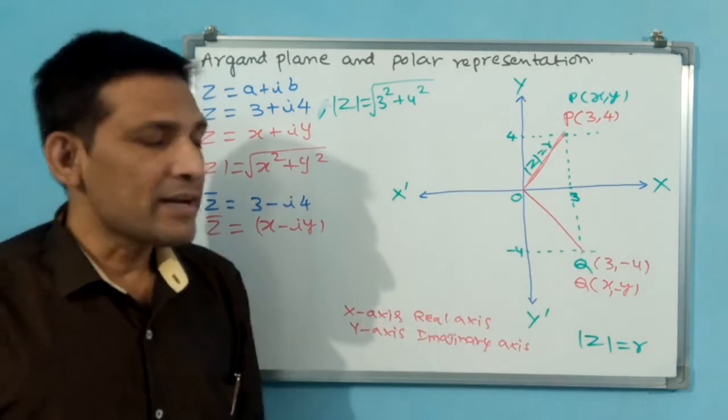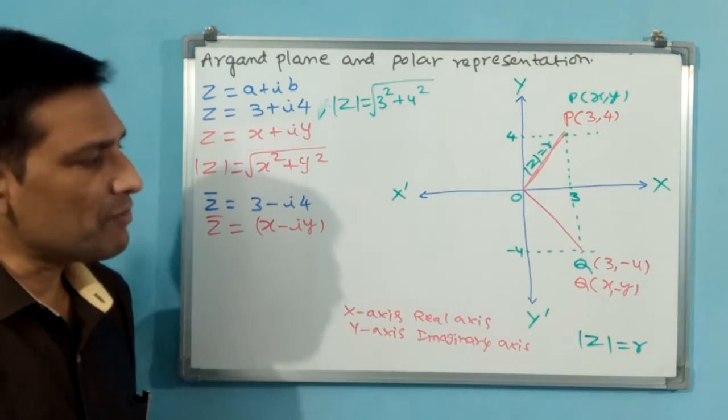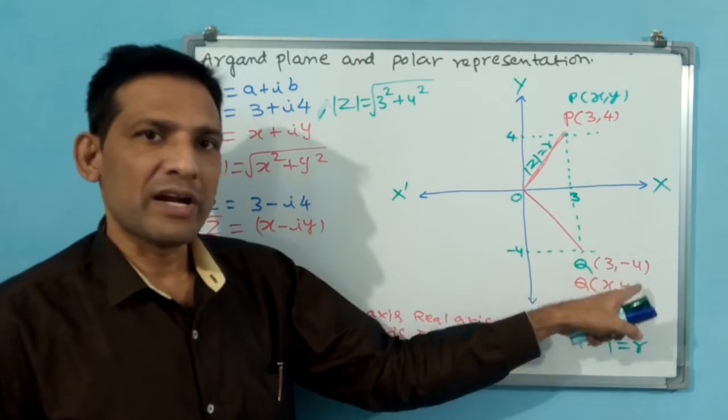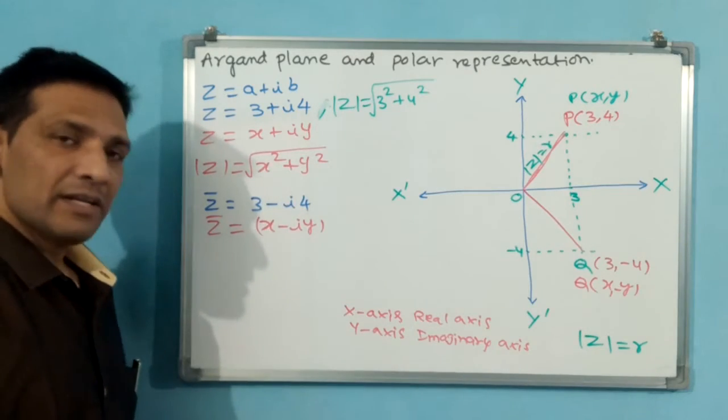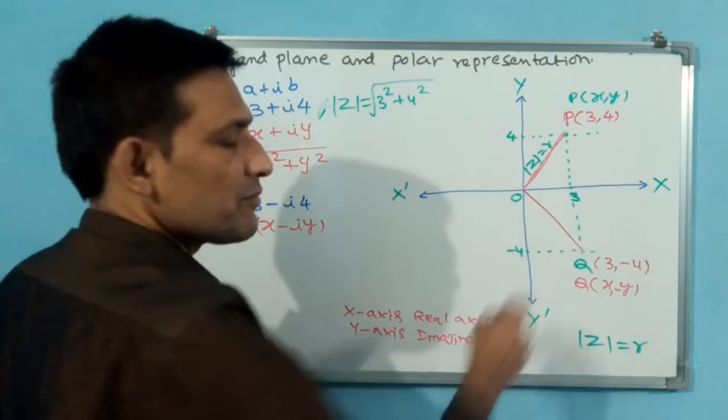You tell me, is r going to change? No, r is not going to change. Why? Because r is always the square root of 3 square plus 4 square. That's all. Root 25, 5 only will come here. The same modulus z is going to come. The distance will be the same.